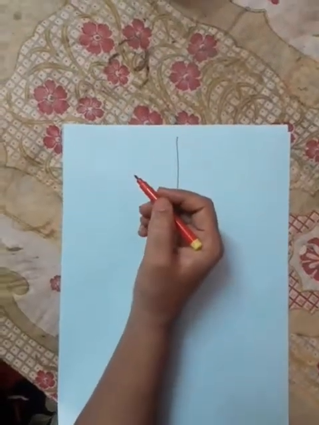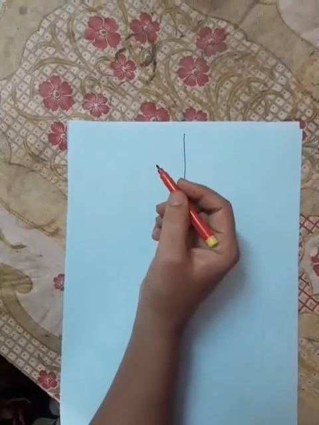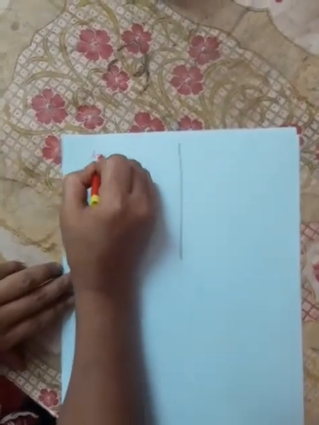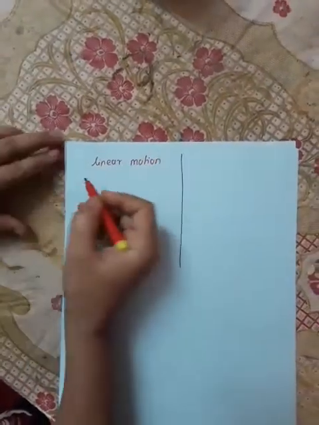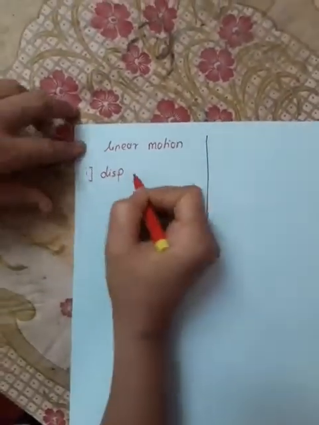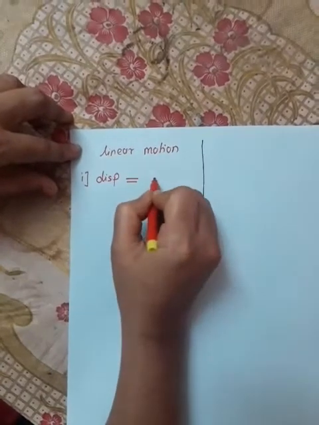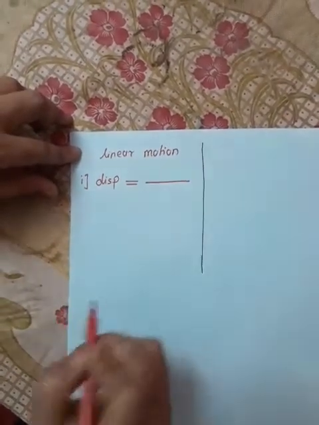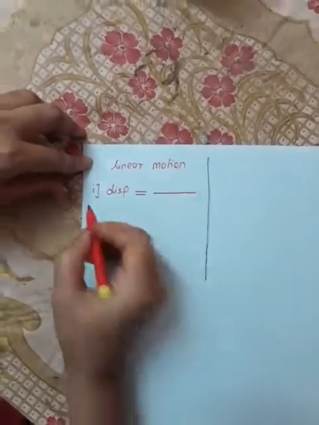Now we will compare circular motion with linear motion, which we are much familiar with. That linear motion consists of first term displacement. Displacement is nothing but only distance covered. That means change in position of the object.